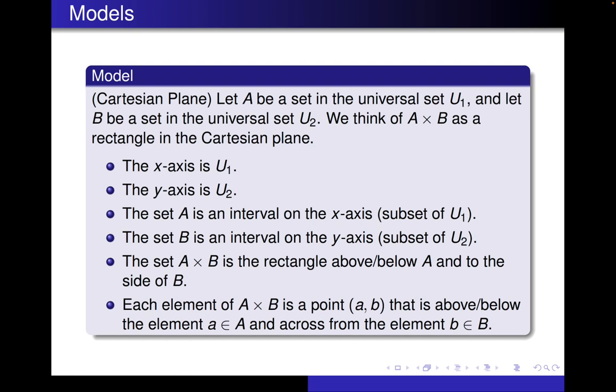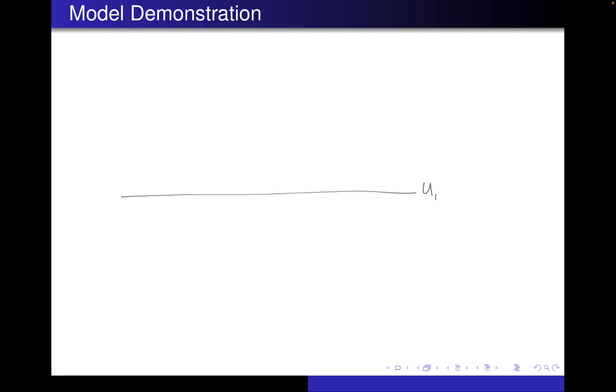Okay, so that's a verbal description of what the Cartesian plane model looks like. Let me give you a visual on that. So remember, we were thinking about U1 as the x-axis. Again, U1 could be any set in real life, but if we're visualizing this, it helps to visualize it as an axis. So it's going to be a horizontal line. And then U2, that's like our y-axis. So that's our vertical line.